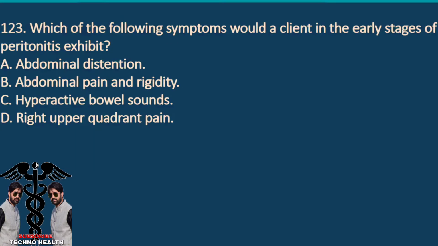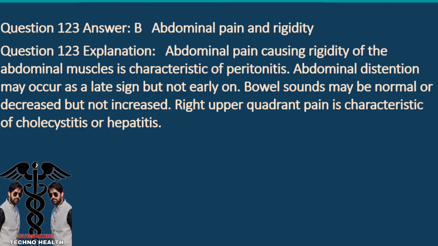Question 123. Which of the following symptoms would a client in the early stages of peritonitis exhibit? A. Abdominal distension. B. Abdominal pain and rigidity. C. Hyperactive bowel sounds. D. Right upper quadrant pain. Question 123. Answer: B. Abdominal pain and rigidity.